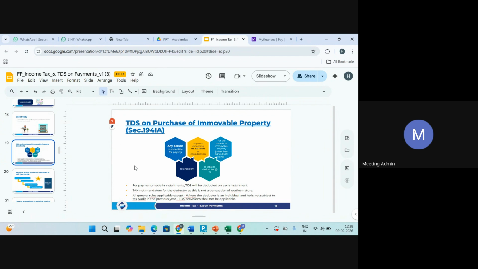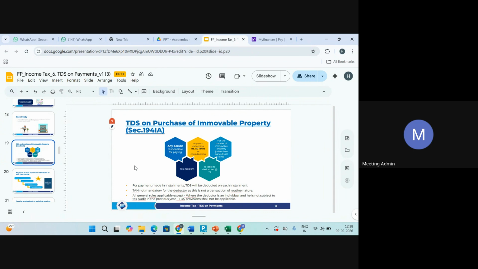TDS on purchase of immovable property. Immovable means you will know it can be land, building and other things considered as immovable properties. For that also we have to pay taxes. I think you will be aware of that. Once per annum we pay land tax based on our land. Am I right? You will get a notice from the government and you will pay based on that.